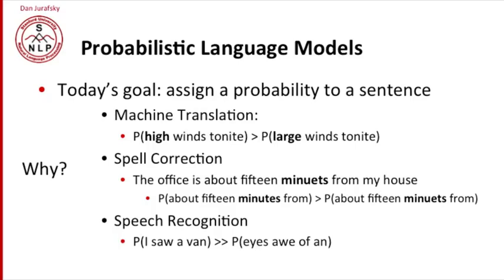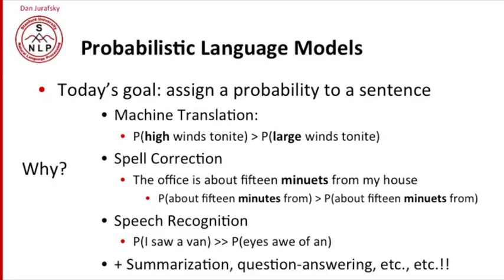And in speech recognition, a phrase like "I saw a van" is much more likely than a phonetically similar phrase, "eyes awe of an," which is much less likely to have that sequence of words. And it turns out language models play a role in summarization and question answering, really everywhere.